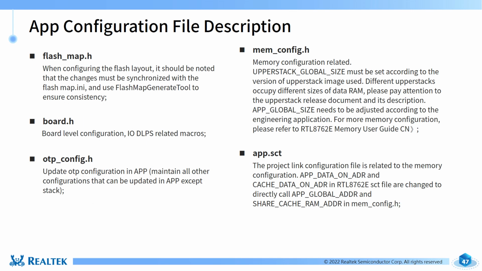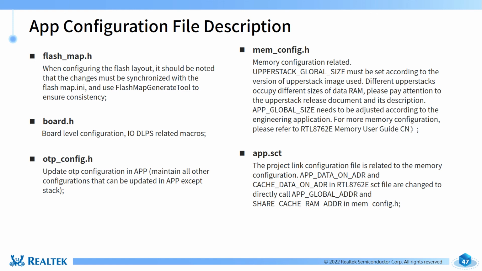For app, the following 5 header files need to be paid attention to. The first one is flashmap.h. When configuring the flash layout, it must be synchronized to the flashmap.ini, and use the flashmap generate tool to ensure consistency. For board.h, the board level configuration represents IO DLPS related. Then there is OTP config.h, which is responsible for updating the OTP configuration in the app, maintaining all other configurations that can be updated in the app except the stack.